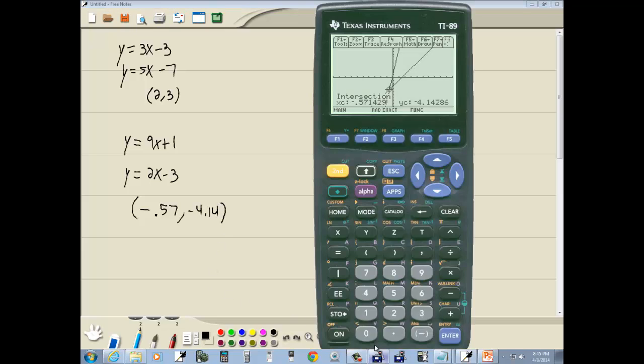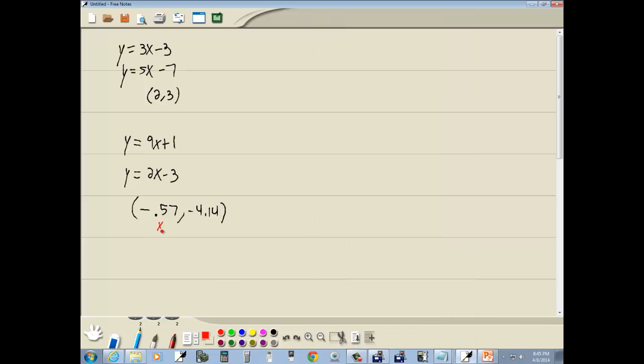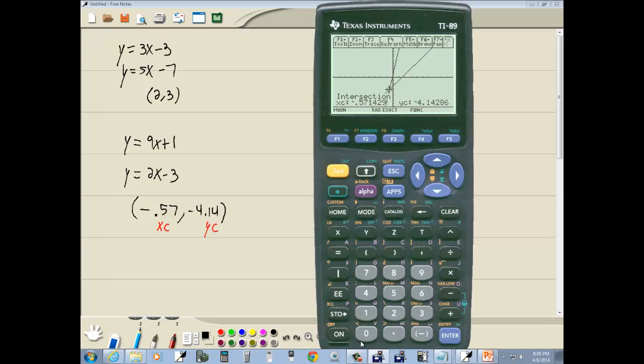Okay. Now, those are in these variables, xc and yc. So if I write that down, this is going to be xc, and this is yc. We don't like approximations if we can help it, so we want exact values.